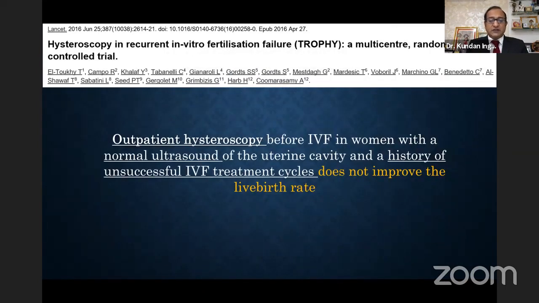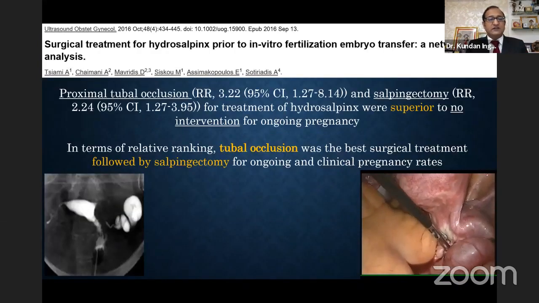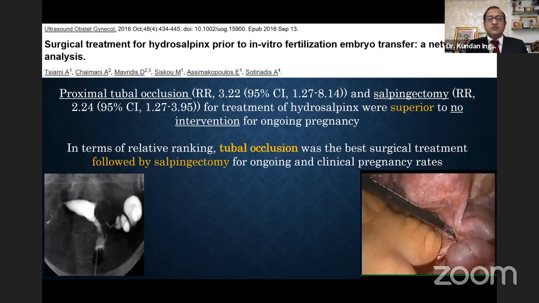Now suppose we have a patient who has a history of unsuccessful IVF treatment cycles, but still the uterine cavity is normal on transvaginal ultrasound. This study has demonstrated that outpatient hysteroscopy before IVF does not improve the live birth rate. So a good transvaginal ultrasound along with the help of 3D ultrasound will help you to identify those patients who need a hysteroscopy, and subjecting only these patients to hysteroscopy will probably help us to improve the live birth rate ultimately after ART.